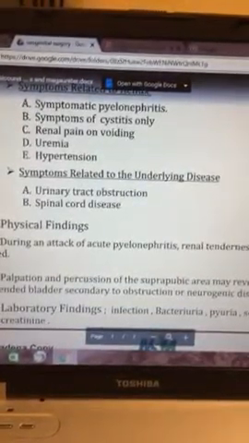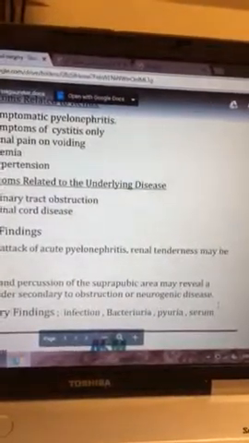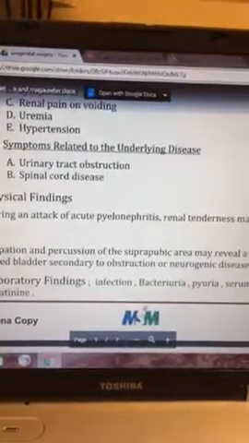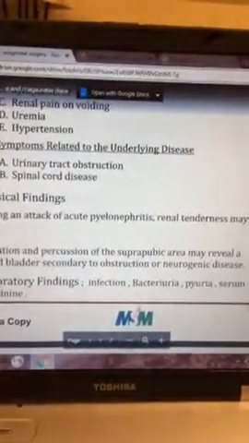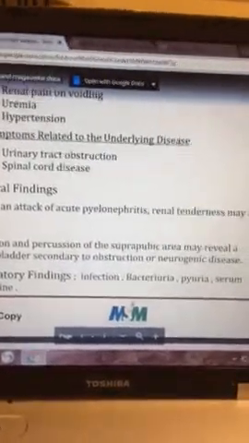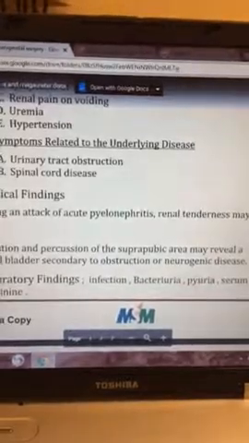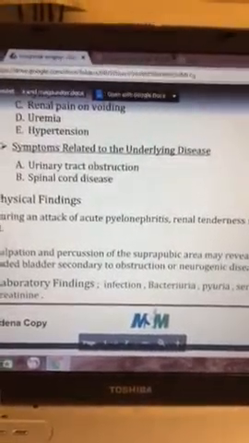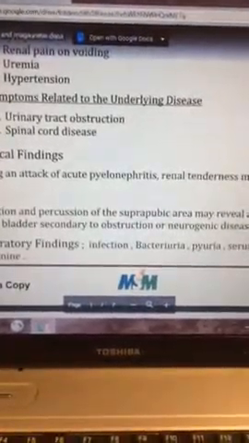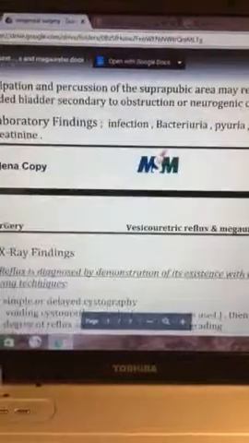Physical findings during an attack of acute pyelonephritis: renal tenderness may be noted, and palpation and percussion of the suprapubic area may reveal a distended bladder secondary to obstruction or neurogenic disease. Laboratory findings, where we can find infection, bacteriuria, pyuria, and raised serum creatinine.